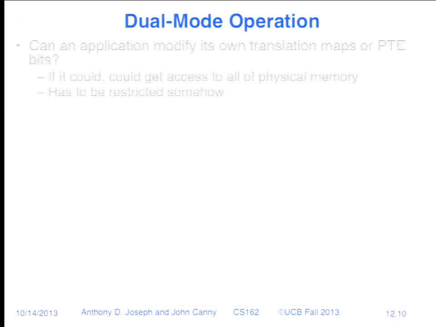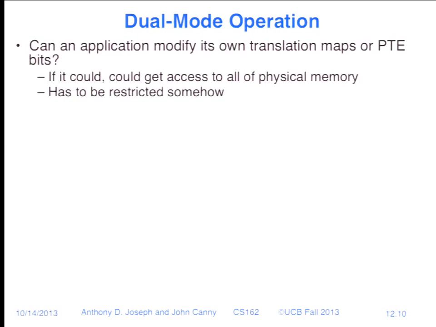So dual mode operation is about setting safety boundaries between what the kernel can do and what user code can do. So for instance, is it a good idea for applications to modify their translation maps or page table entries? Well, the answer's already there, sorry. So obviously not, because you could access the physical memory. You'd be able to set access to pages that the operating system hasn't assigned you, and often can be pages that belong to other processes.